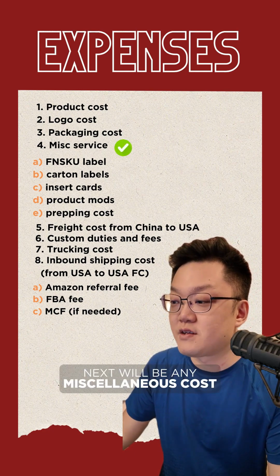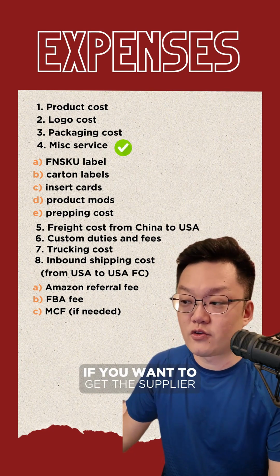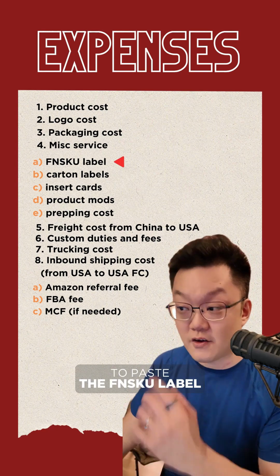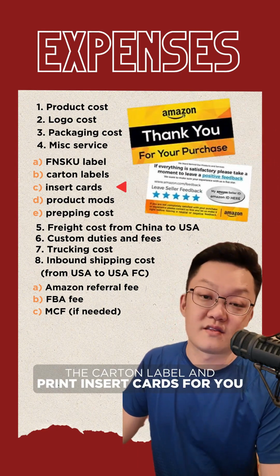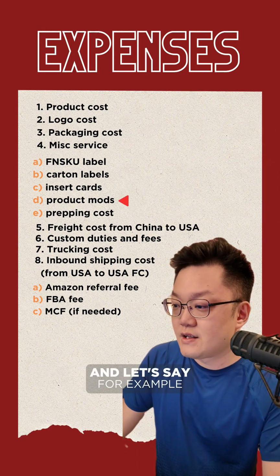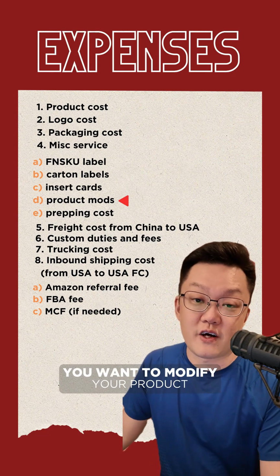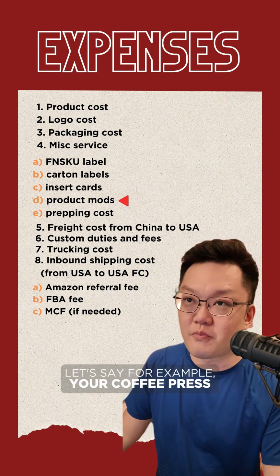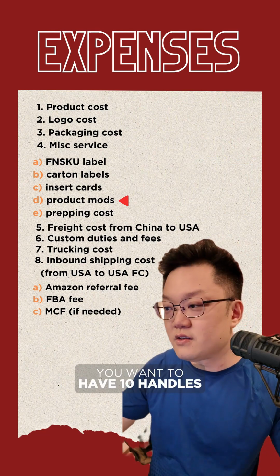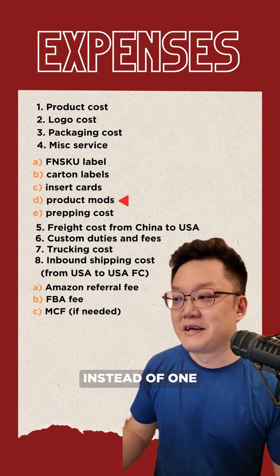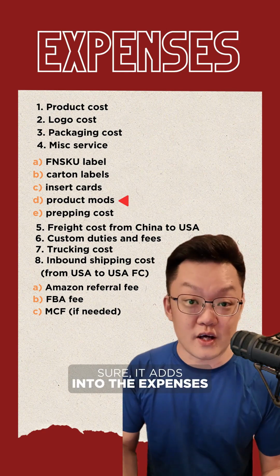Next will be any miscellaneous costs. For example, if you want to actually get the supplier to paste the FNSKU label, the carton label, print insert cards for you. And let's say, for example, you want to actually modify your product. Let's say, for example, your coffee press, you want to have 10 handles instead of one. Sure, it actually adds into the expenses itself.